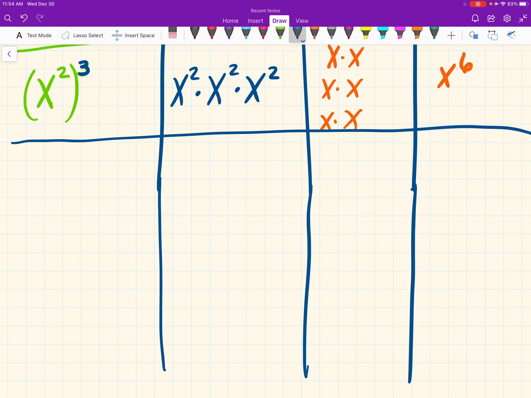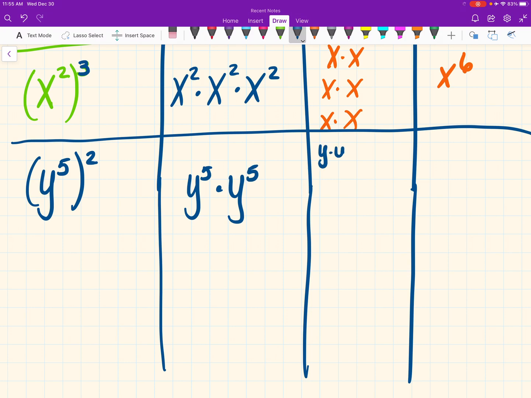Y to the 5th raised to the 2nd. So this time we have y to the 5th times y to the 5th. So that's 1, 2, 3, 4, 5. 1, 2, 3, 4, 5. How many is that all together? Y to the 10th.